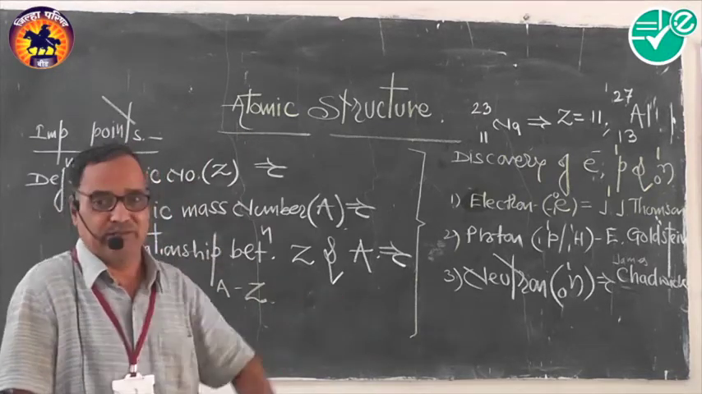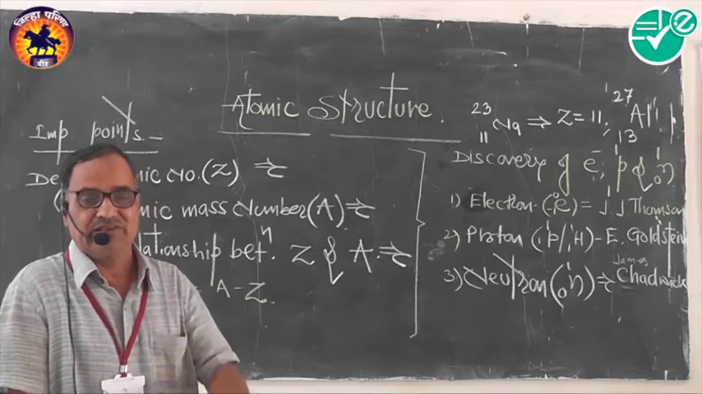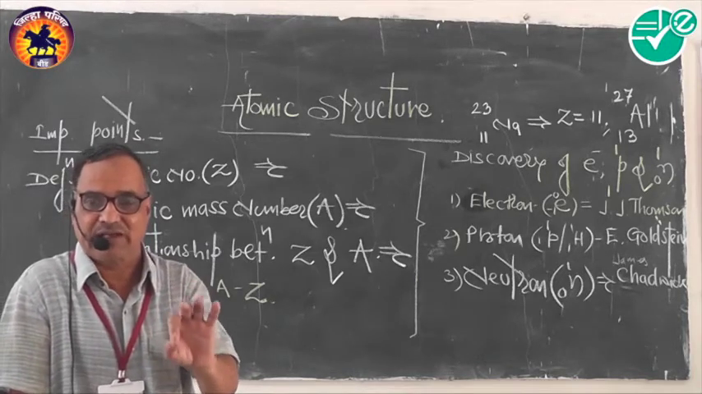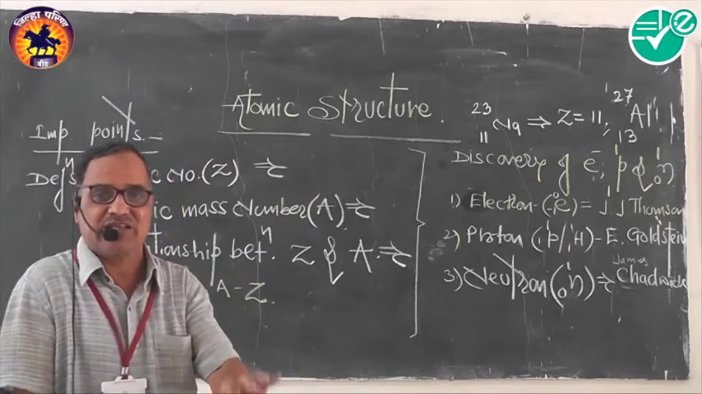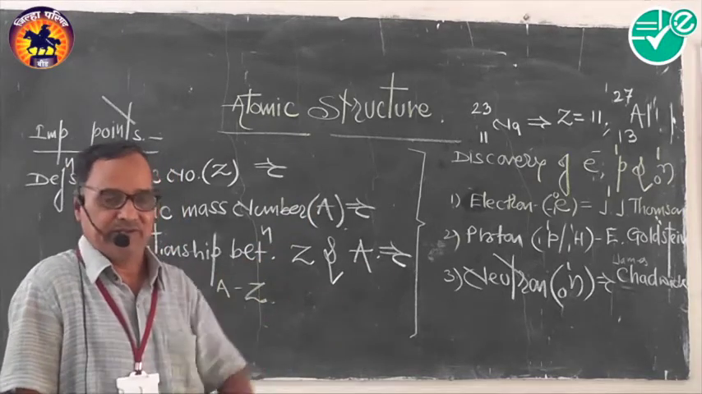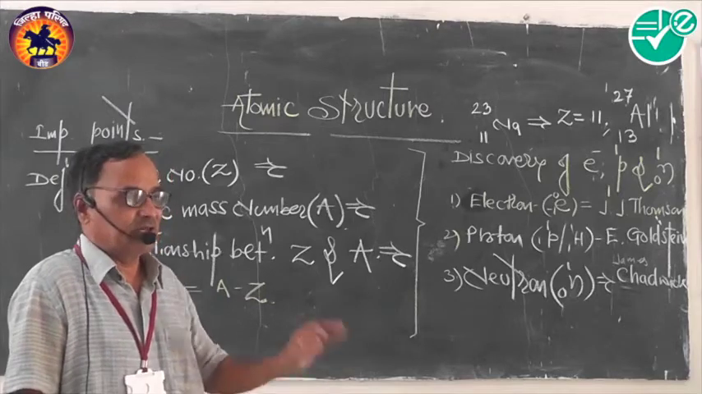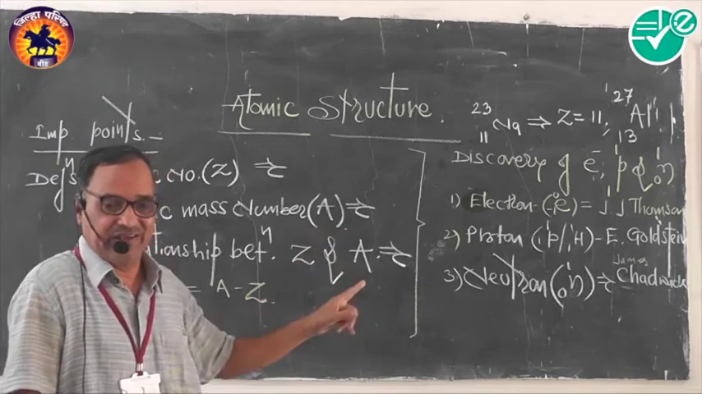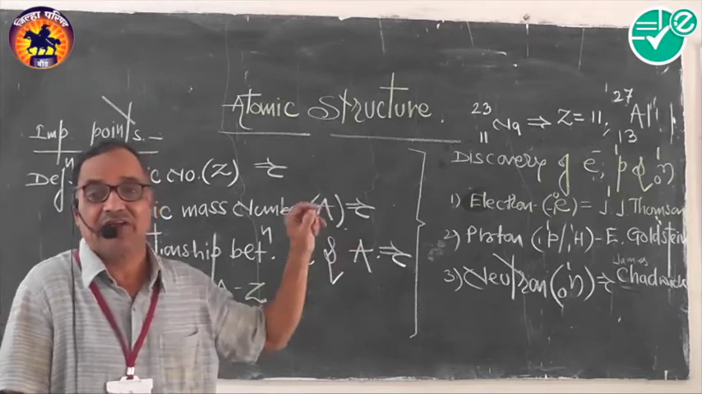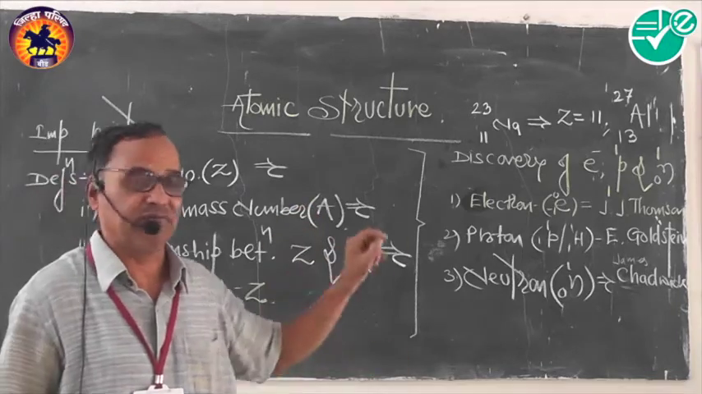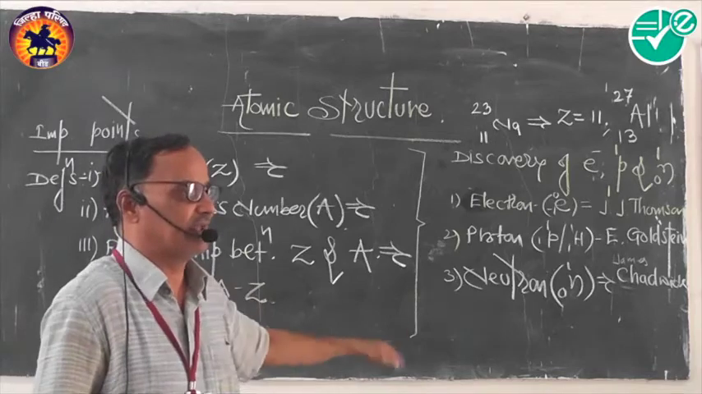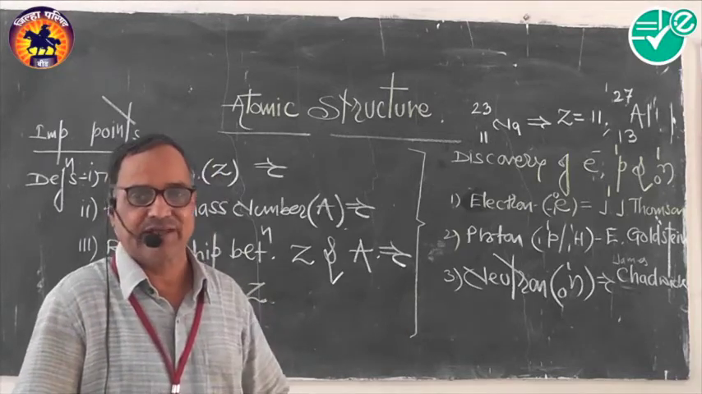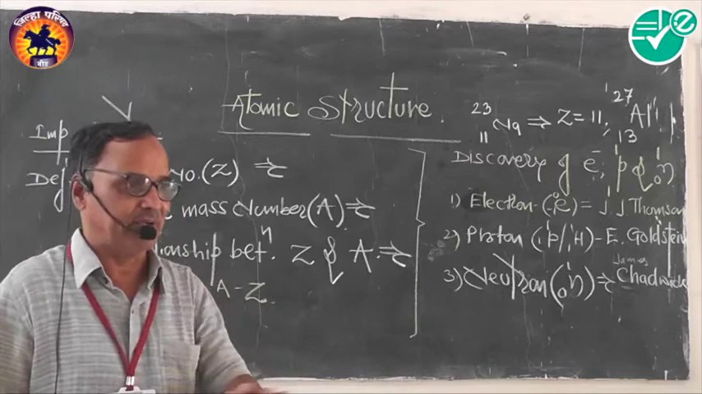So this atomic number is represented by a block letter Z. Z explains atomic number of an element. This is the second point. Third point, this letter Z is placed at the bottom of the symbol of an element. So these are the three important points regarding the definition and characteristics of atomic number of an element.